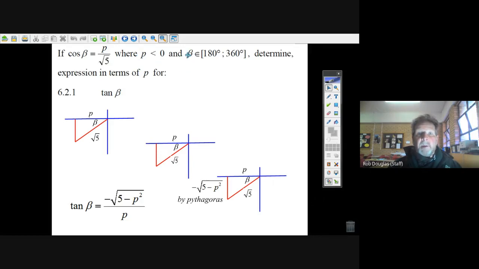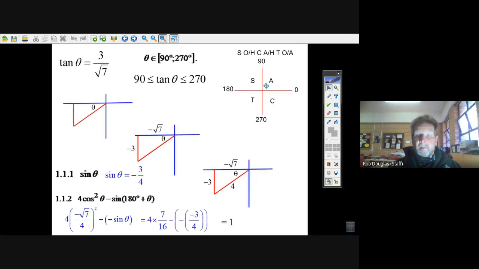They say the angle beta is somewhere between 180 degrees, there's 180 degrees on this side, and 360 degrees here. So it's either in the third or the fourth quadrant. But they said p was less than 0. So that means that p is a negative number. That means cosine is negative.